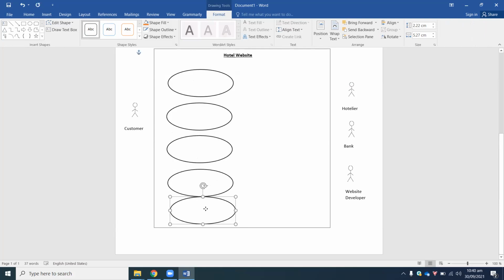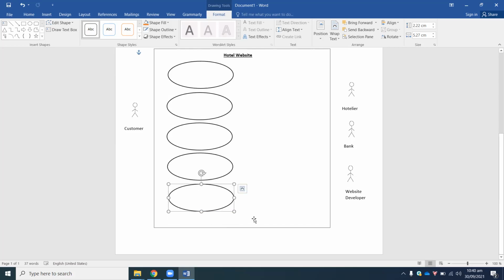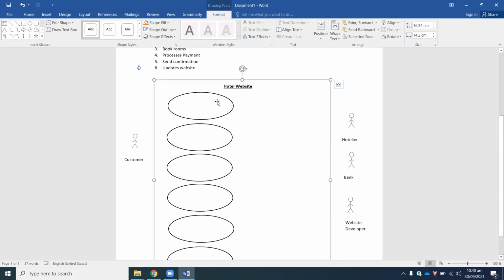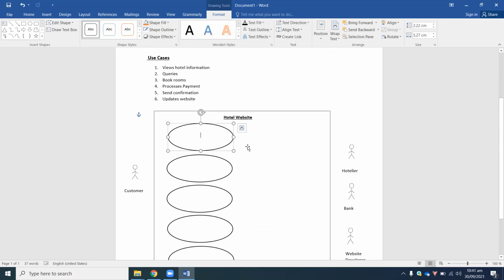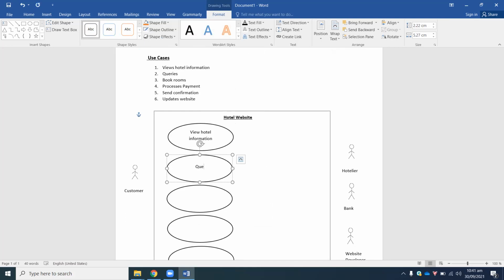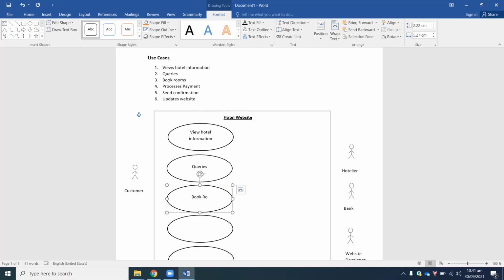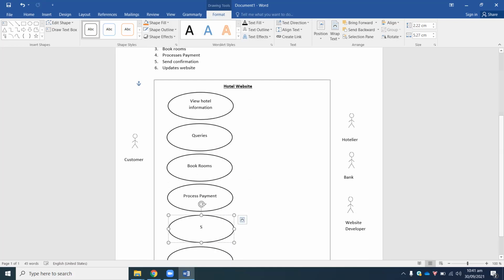The first one, second one, third one, fourth, fifth, and the sixth one shouldn't go outside the system. So there it goes. All right, so right click, add text. First one is view hotel information. Next up is queries. After that, book rooms. Next up is process payment. Next is send confirmation.